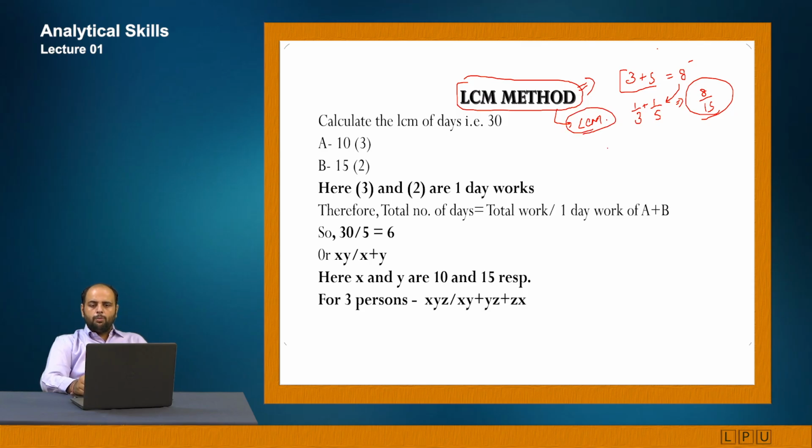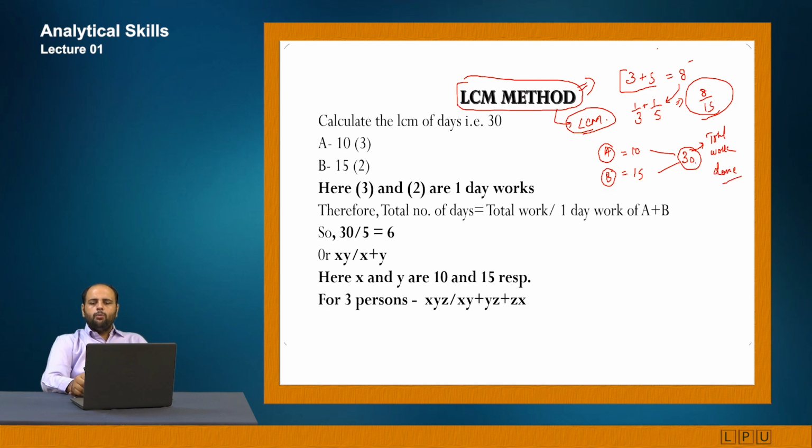Okay, now we will understand the procedure. First, as we know, A can do a piece of work in 10 days and B can do the same piece of work in 15 days. So first of all, we will take the LCM for this. What will be the LCM of 10 and 15? It comes out to be 30. This is known as the total work.